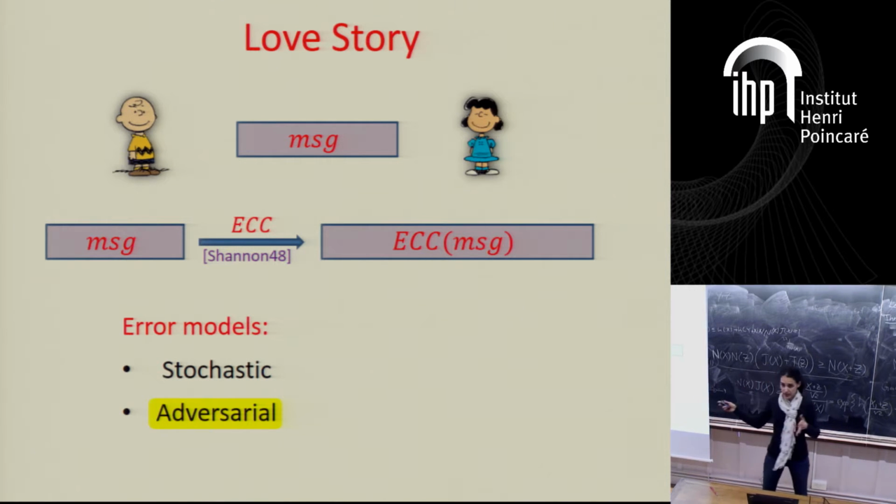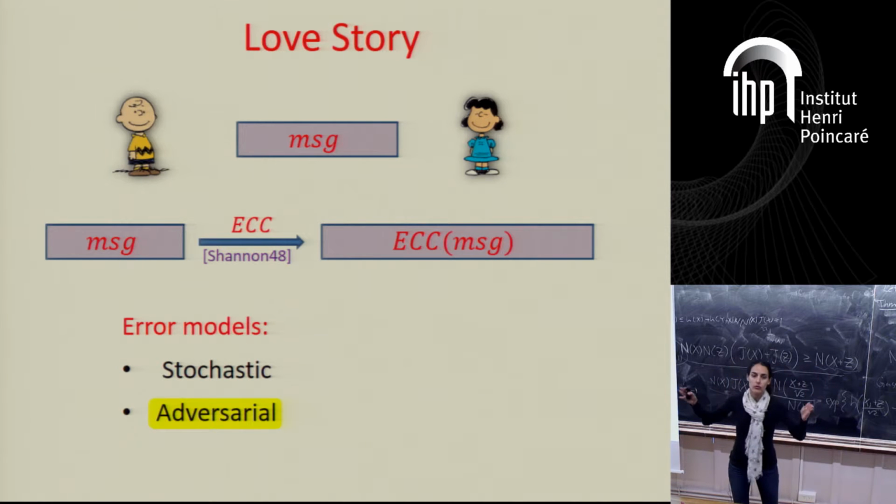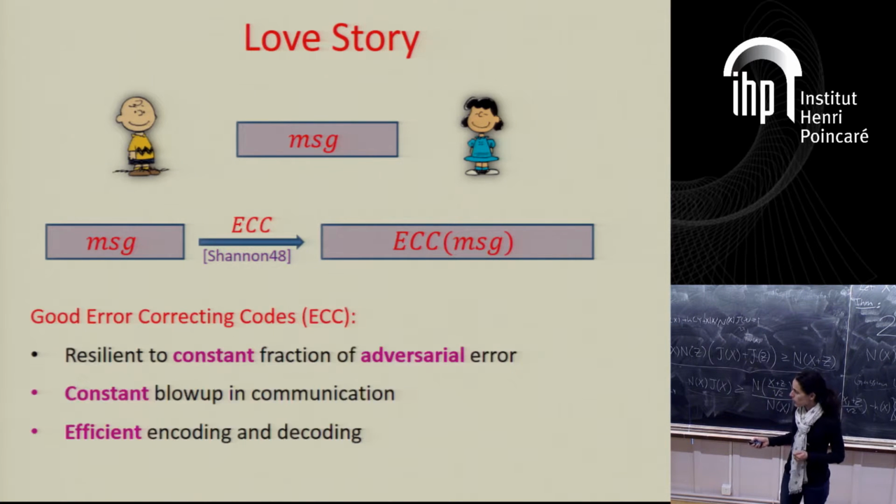And the model we'll consider today is this model. Errors happen, some bits are flipped. We make no assumption on which bits are flipped. The only assumption we make is that some constant fraction of these bits are flipped, so some bound on the total number of bits.